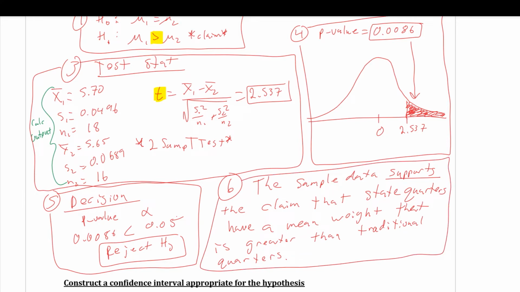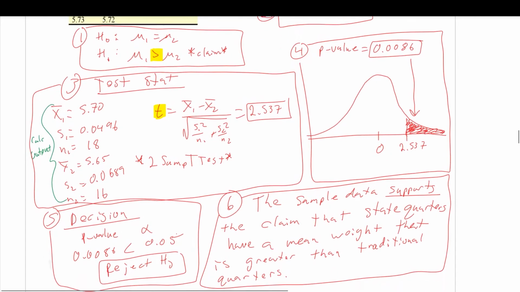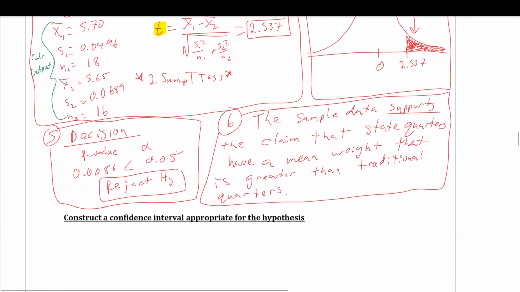Okay, so that's a complete hypothesis test there. Now, we're going to go ahead and construct a confidence interval that's appropriate for this hypothesis statement. As you notice here, we had a one-tail test, right? So we can actually convert that into a confidence interval here.